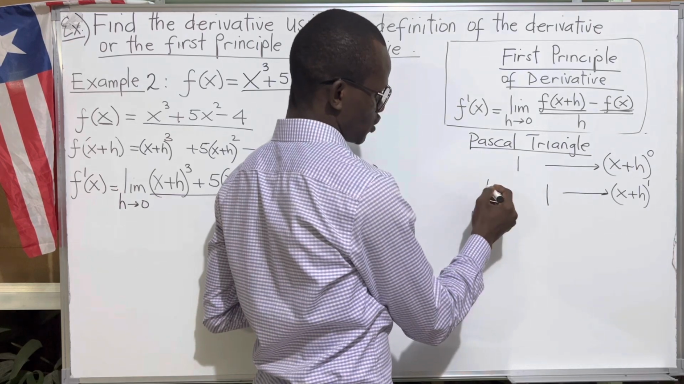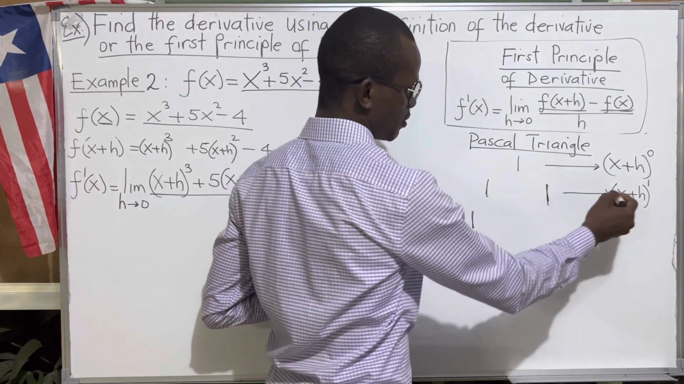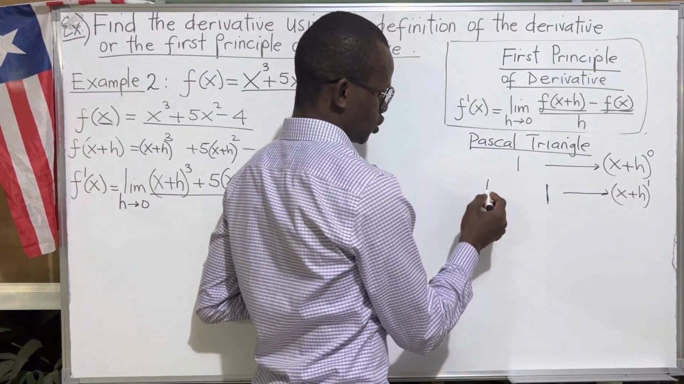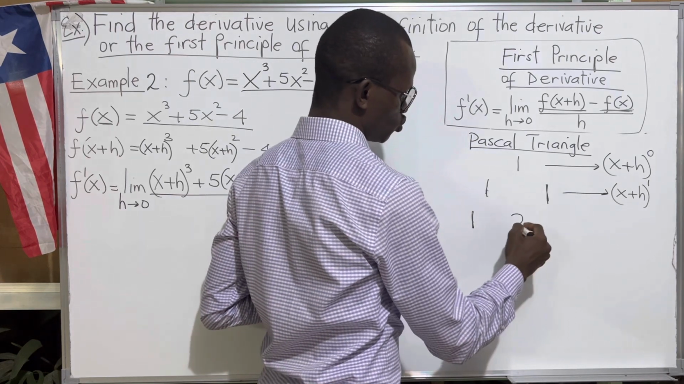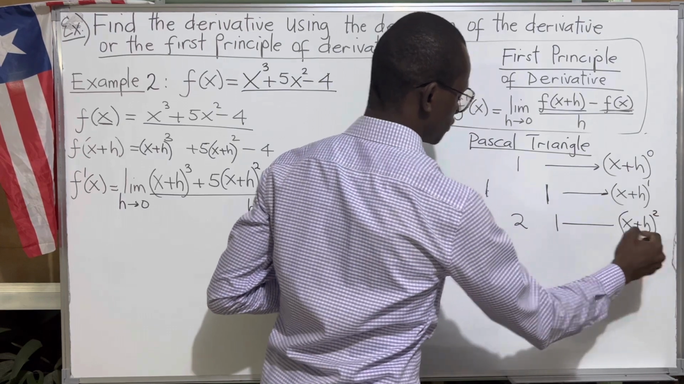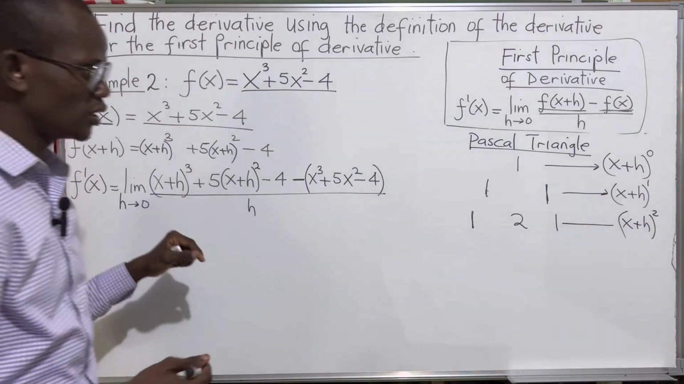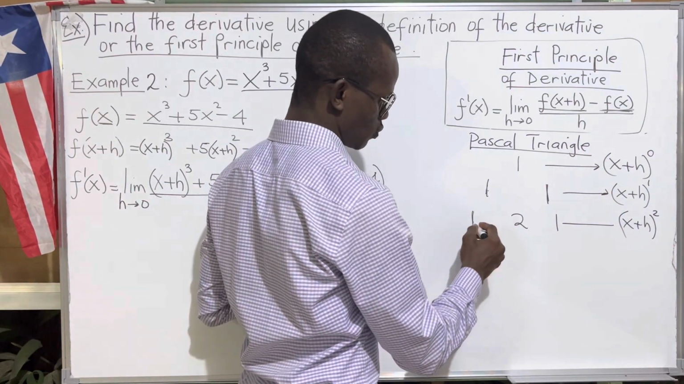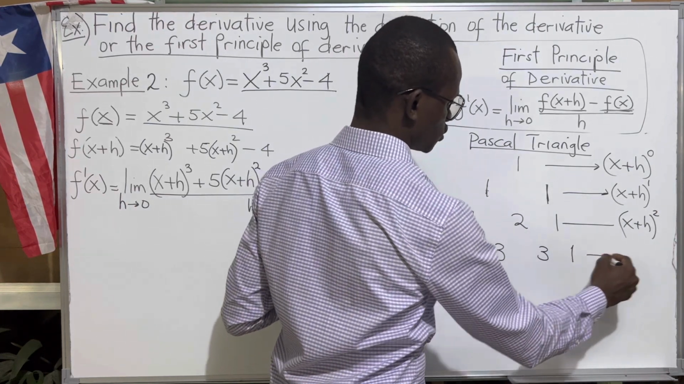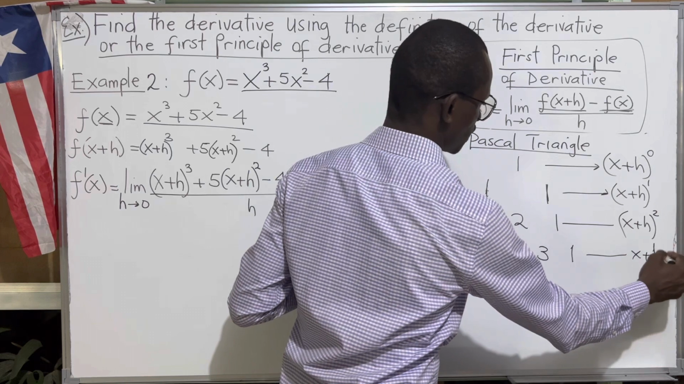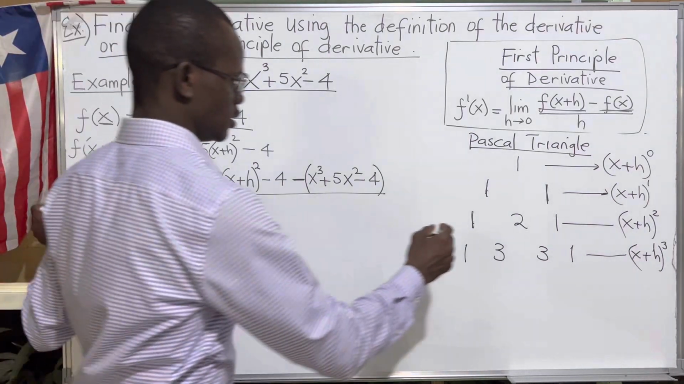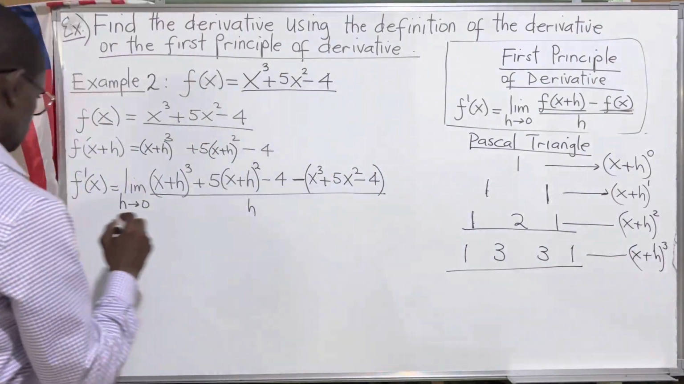You're just adding. The first term and the last term's coefficient will always be 1. So you rewrite this one, and then you add 1 plus 1 is 2. So this is x plus h raised to the second power. We continue because we need second and third. So we have 1, we rewrite this one, 1 plus 2 is 3, 2 plus 1 is 3, and then this 1. So this will now lead us to x plus h raised to the third. Now, those are the expressions that we want, this one and this one. So let's put it in.